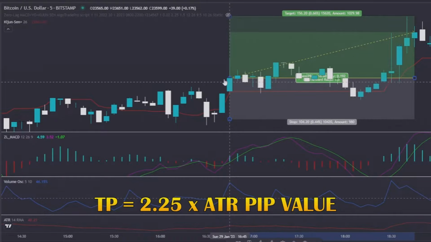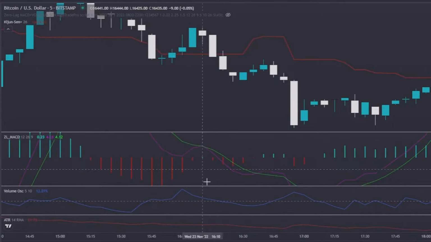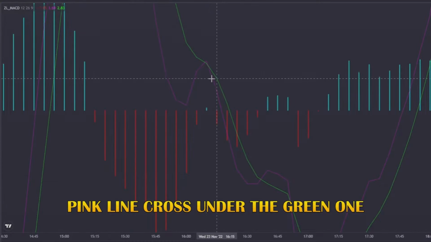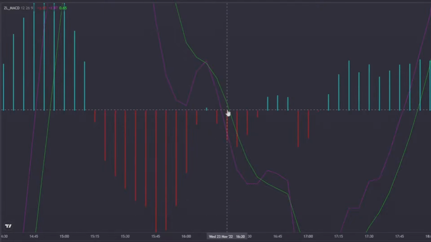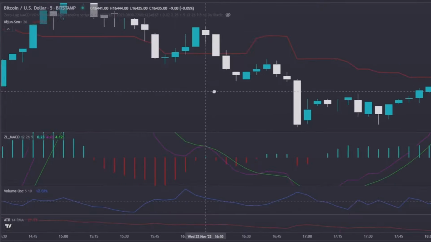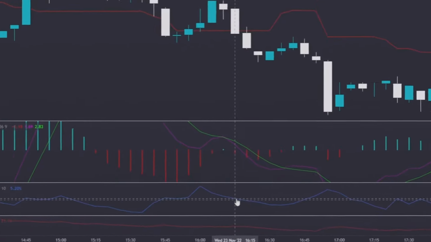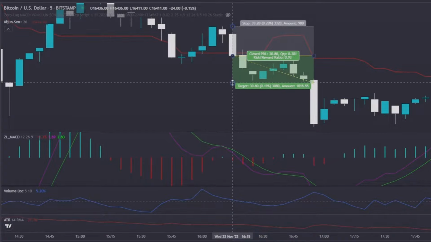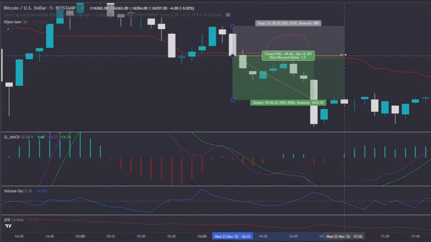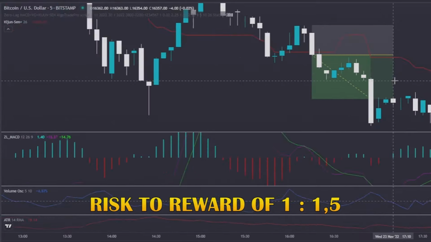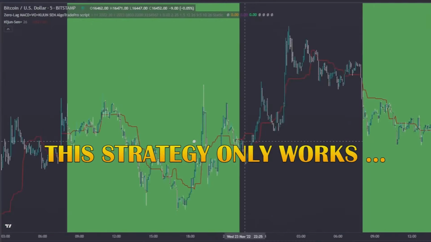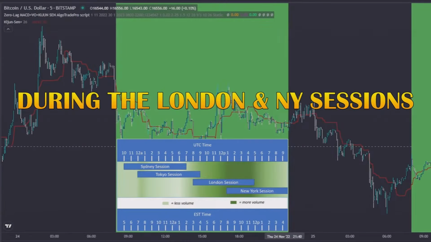and for take profit the value of 2.25 times the ATR. Then, for a valid short signal, the zero lag MACD needs to give a sell signal, so when the pink line crosses under the green one, and that cross under happens above the histogram. The volume oscillator needs, again, to be above the level 0, and the price needs to be below the Kim Jong-un. If all these criteria are met, we can enter a short position, where we will have the same risk management rules I explained. Another very important aspect of this scalping trading strategy is that it only works if you use it during the London and New York trading sessions.